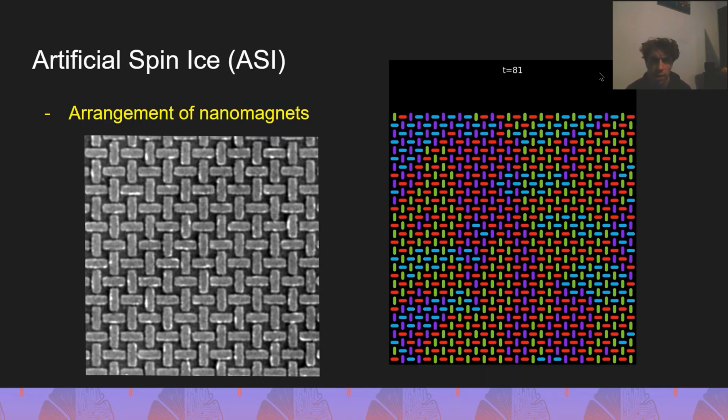We're going to look at something called artificial spin ice. This is our favorite system to work with. It is just a set of nanomagnets arranged in some pattern. On the left, we've got an example of a microscope image of them, and on the right, we can see some simulated dynamics.